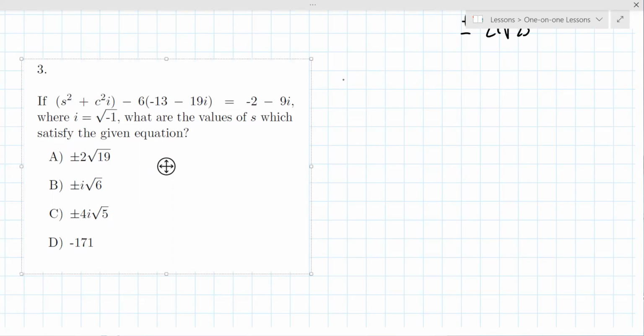Okay, I got C. Okay, how are you doing on this one? I got C. You get letter C. Let me check that. It is letter C. Good.